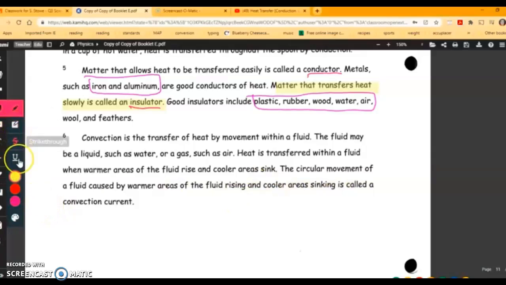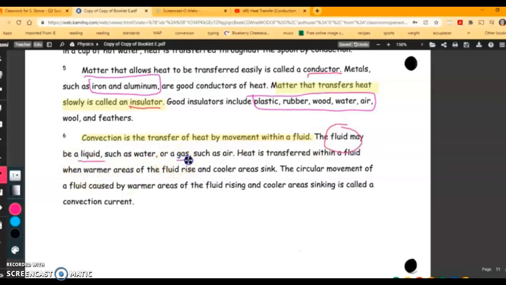So, if you don't mind getting your highlighter, we are going to highlight the very first sentence in paragraph 6. Convection is a transfer of heat by movement within a fluid. Then use one of your colored pencils, and I want you to circle the word fluid in sentence 2, as well as underline liquid and gas. That is how convection is transfer of heat.